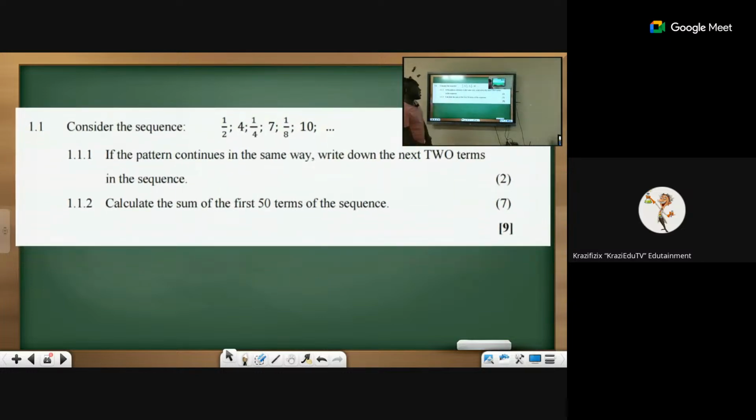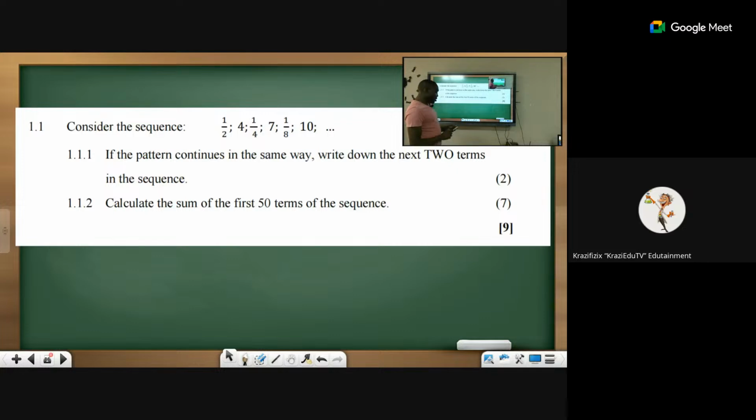Look at this one. Consider the sequence: half, 4, 1 over 4, 7, 1 over 8, 10. If the pattern continues in the same way, write down the next two terms. What do you think? Share your answers with me here. I want to see this one. Share your answers with me quickly on this one.